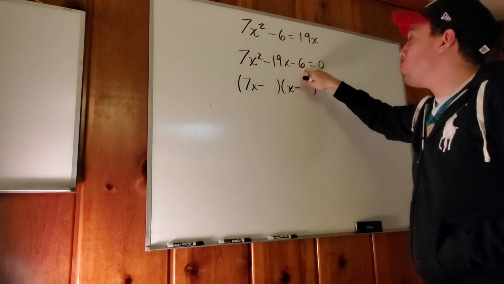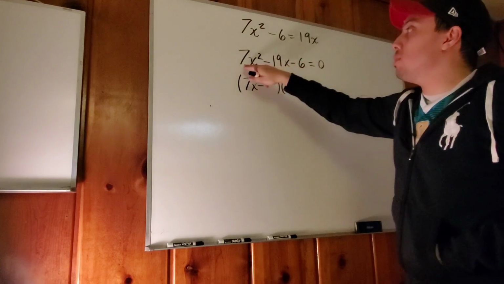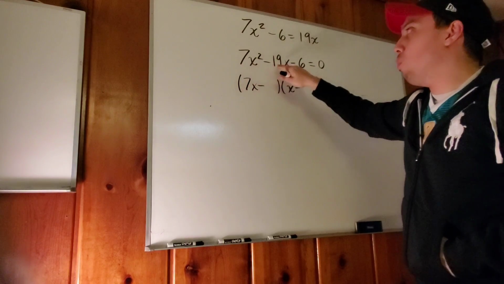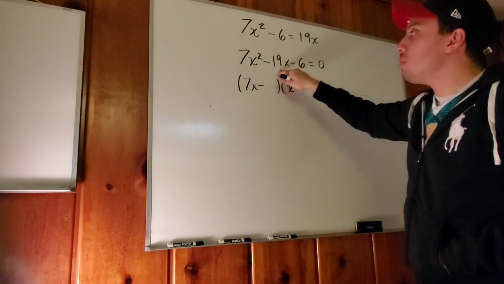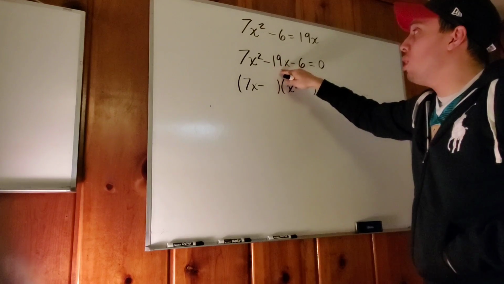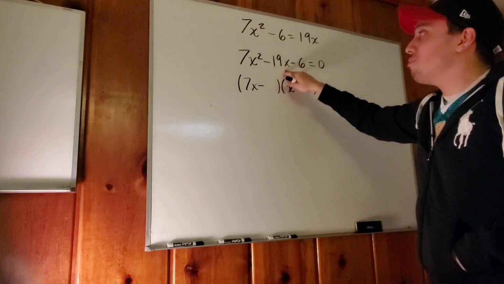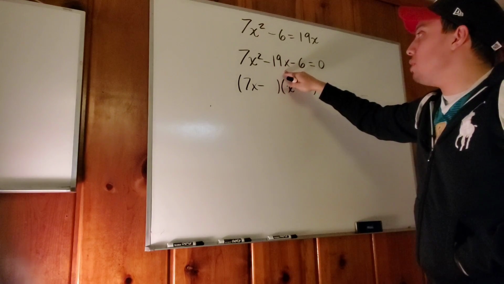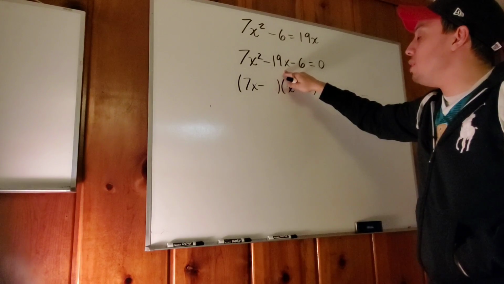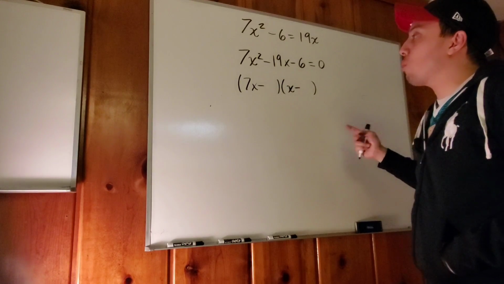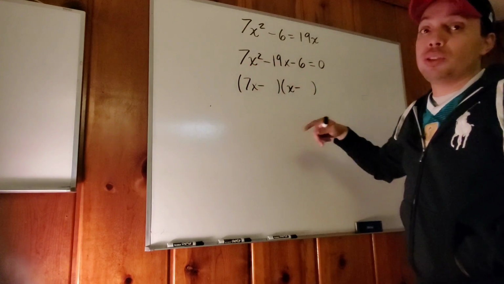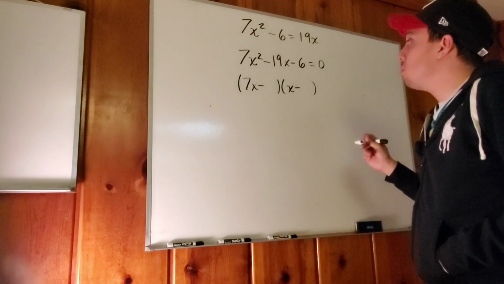So we can try with 6 and 1, but 7 times 6 is 42, way over 19. And 7 minus 6 is negative 1 or positive 1, which is still way less than 19 in size. And so let's try 2 and 3. 7 times 2 is going to be 14.